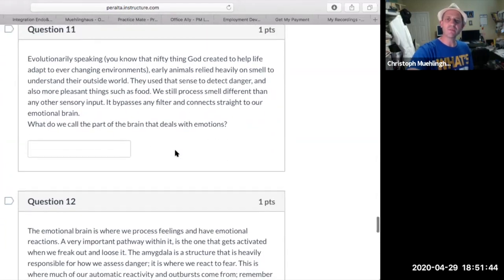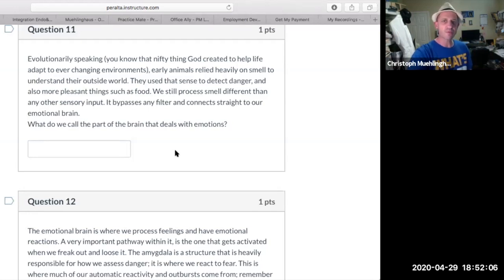Evolutionarily speaking, early animals relied heavily on smell to understand the outside world. They used that sense to detect danger and also more pleasant things such as food. We still process smell differently than any other sensory input. It bypasses any filter and connects straight to our emotional brain.